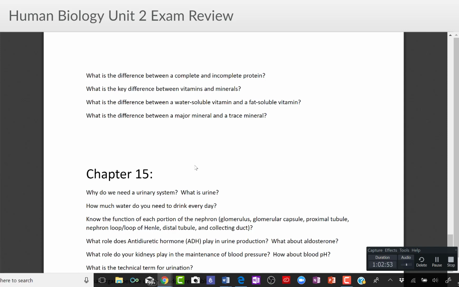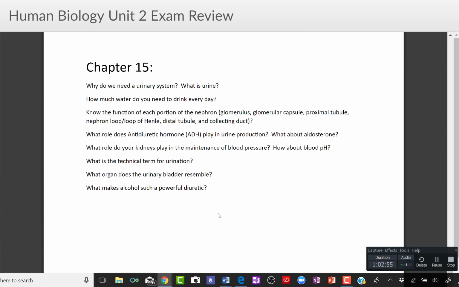So, okay, last chapter, and it's a short one. Why do we need a urinary system, and what is urine? So I'll start with that. Urine is filtered blood. You don't think of it that way, but that's why urinalysis is such an important diagnostic test, because it tells you about things that are going on in the blood. So urine is filtered blood.